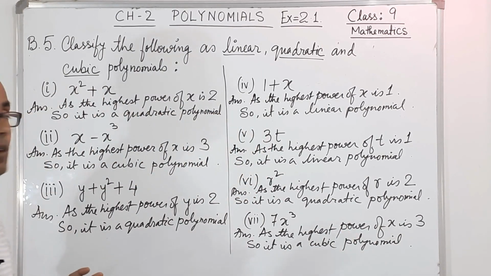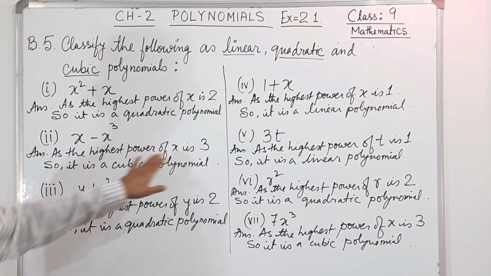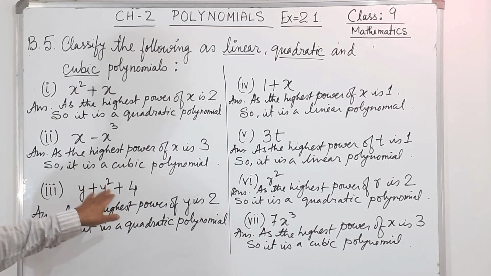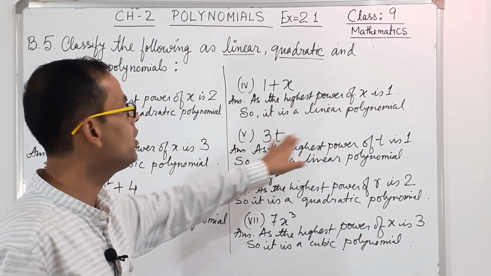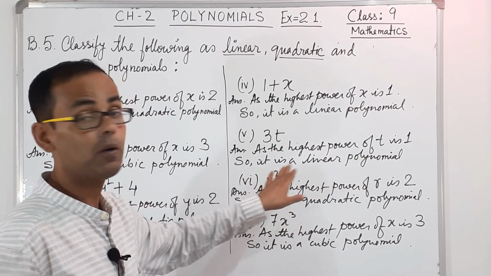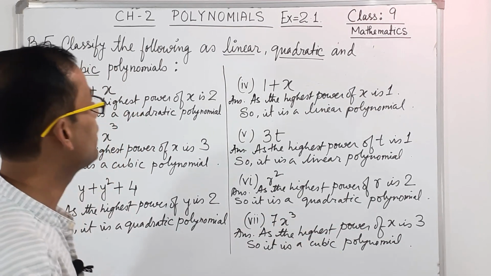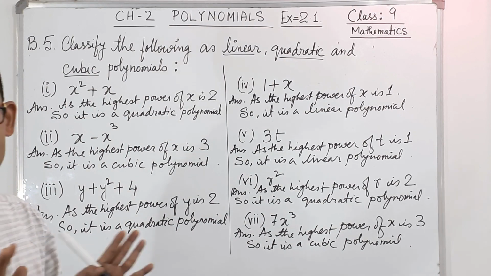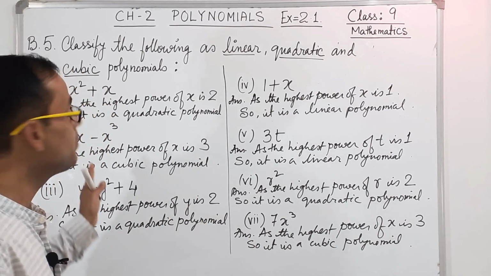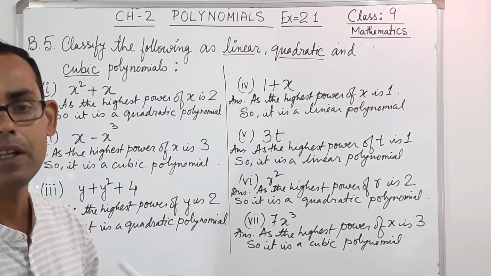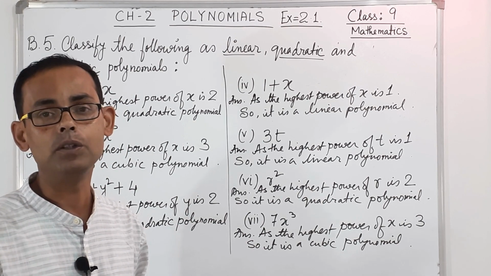Understanding all the sums? See, here highest power is 2, so it is quadratic polynomial. Here highest power is 3, it is cubic polynomial. Here highest power is 2, so it is quadratic polynomial. Here highest power is 1, it is what? Linear polynomial. Here also highest power is 1, linear polynomial. Here highest power is 2, quadratic polynomial. Here highest power is 3, cubic polynomial. Okay, so exercise 2.1, all the sums we have done. In our previous part we did the MCQs, and today we are doing the second part. Practice nicely and you should be able to do these sums correctly if they come in the exam.